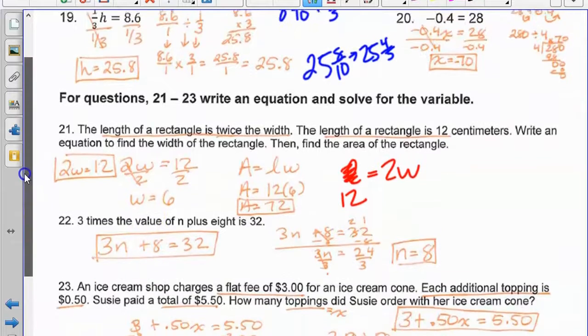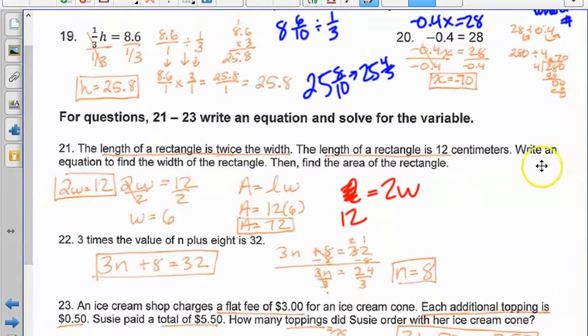Okay, 21. So when I look at number 21, I want to make sure that I have a good understanding of what they're asking for. You will see this one on your test, okay, just as a warning. It says the length of a rectangle is twice the width. So the length is equal to 2 times whatever the width is. The length of the rectangle is 12 centimeters. So now I can replace this length with the 12 that they gave me.